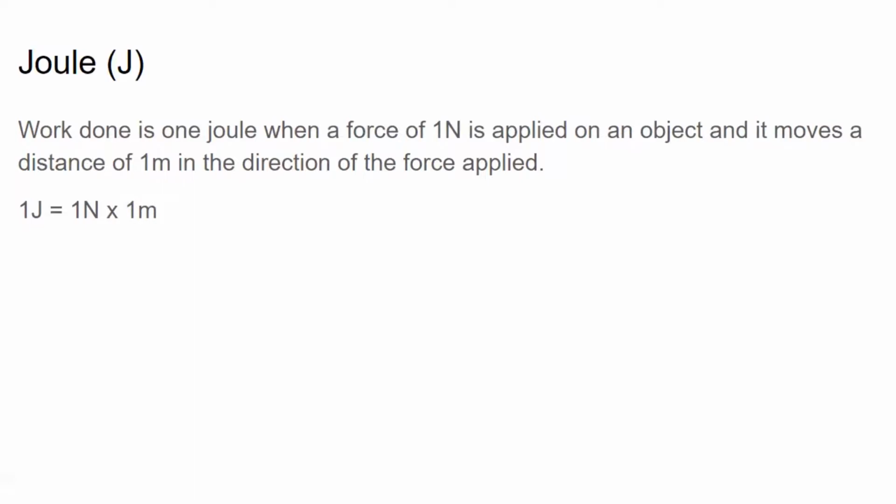So 1 joule is produced when a force of 1 Newton is applied on an object and it moves a distance of 1 meter in the direction of the force applied. So basically it's the same formula as that of work, but it's just written in terms of joules.